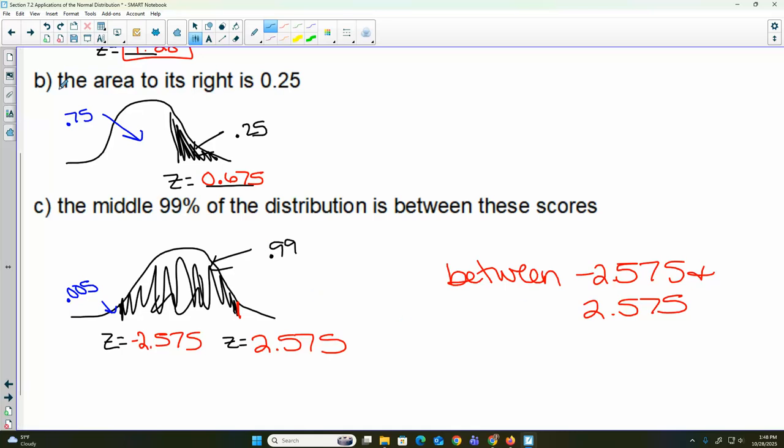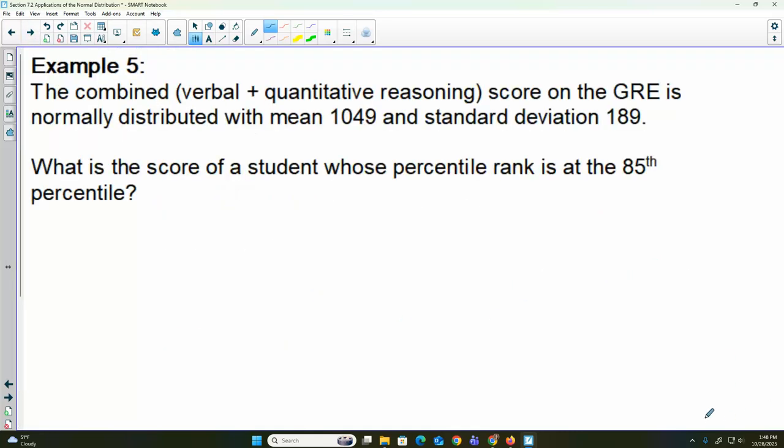I want you guys to see if you can set this one up. Take a second and read it. See if you can find our mean, and then the standard deviation. What am I asking you to find? I'm asking for their score.